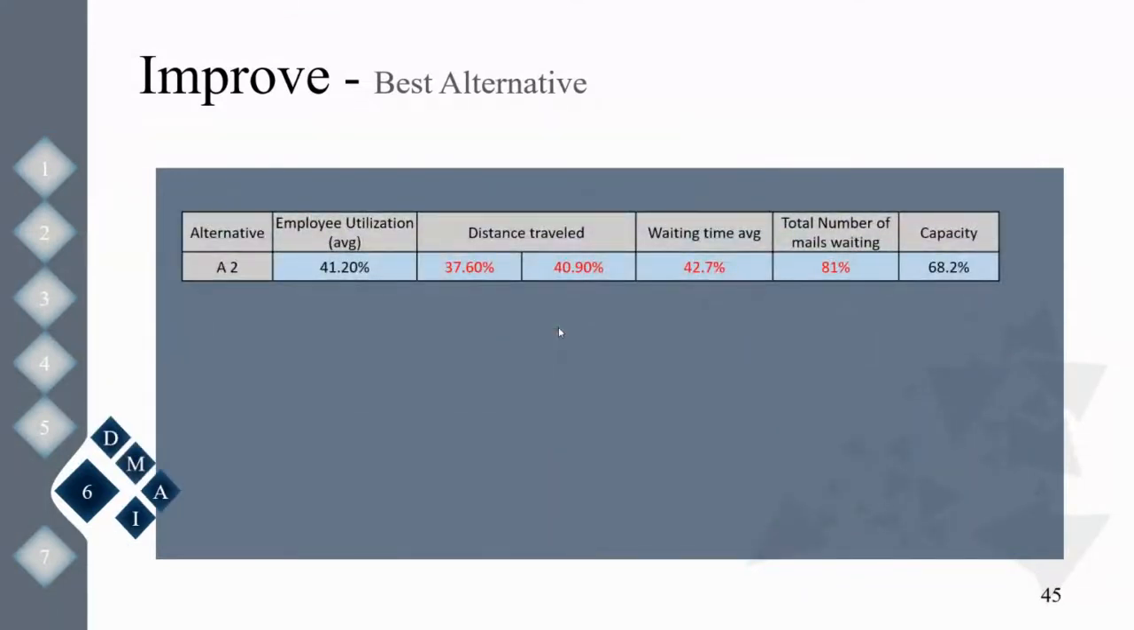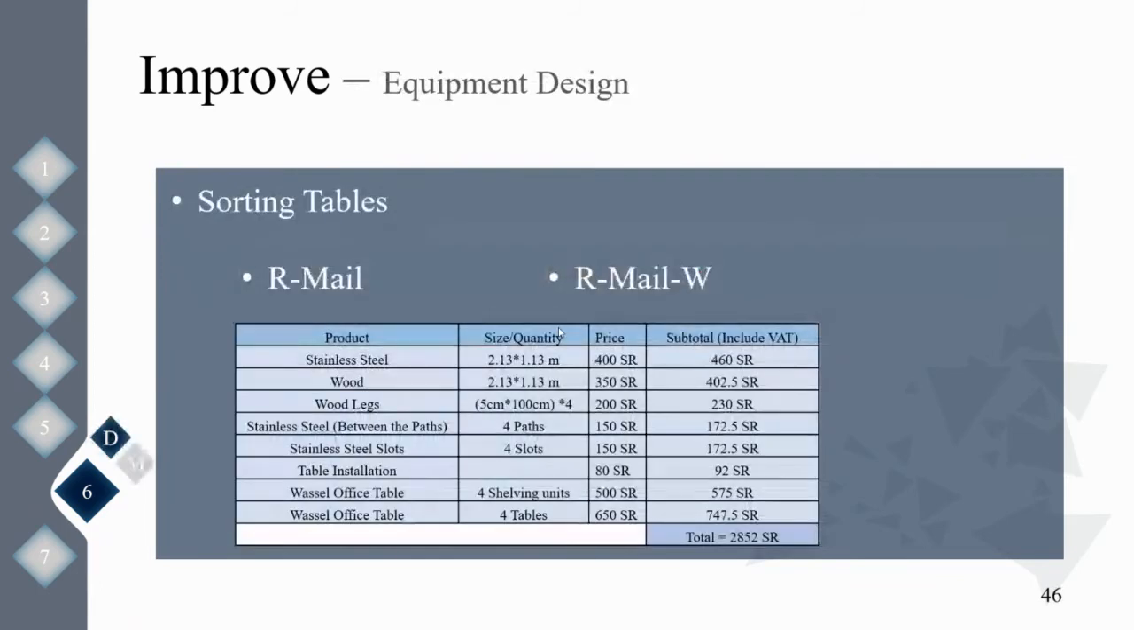And after choosing the second alternative, its improvement on the current state is to increase the employee utilization by 41%, decrease distance travel for R-mail and the R-mail with WASL address, and decrease the waiting time average. Also decrease the total number of mail waiting, and decrease the capacity of the operation department by 68% per day.